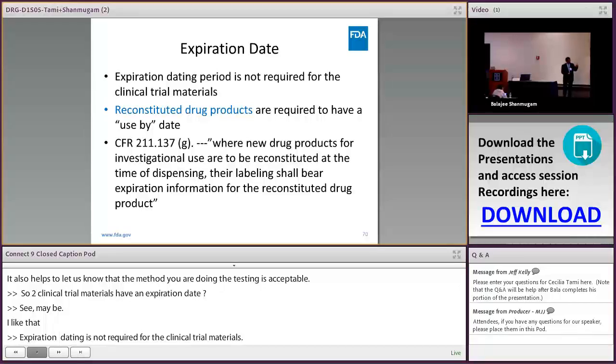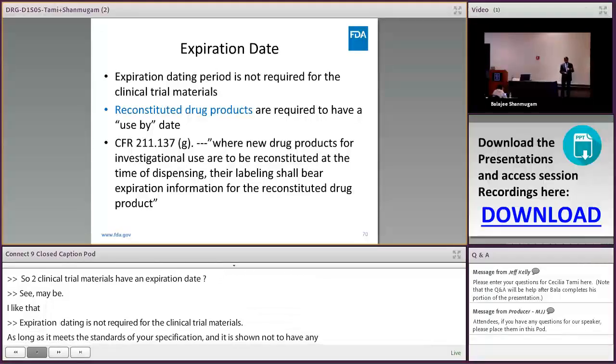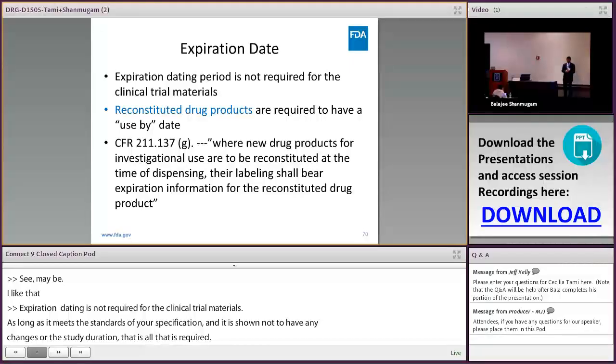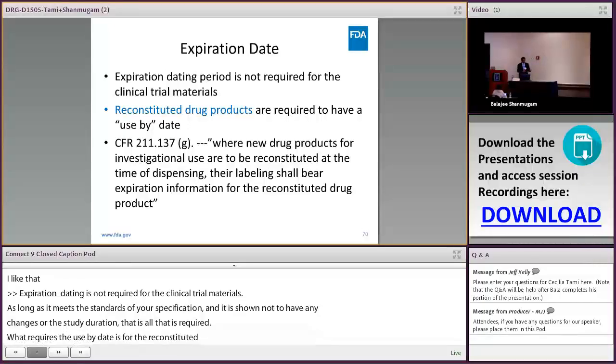What requires an expiration date, a use-by date, is the reconstituted product. When you have a lyophilized product and you reconstitute it, you have to tell us how you are going to store it and for how long, because the longer you store, the more the risk. So we'll need more data to support that kind of storage statement.